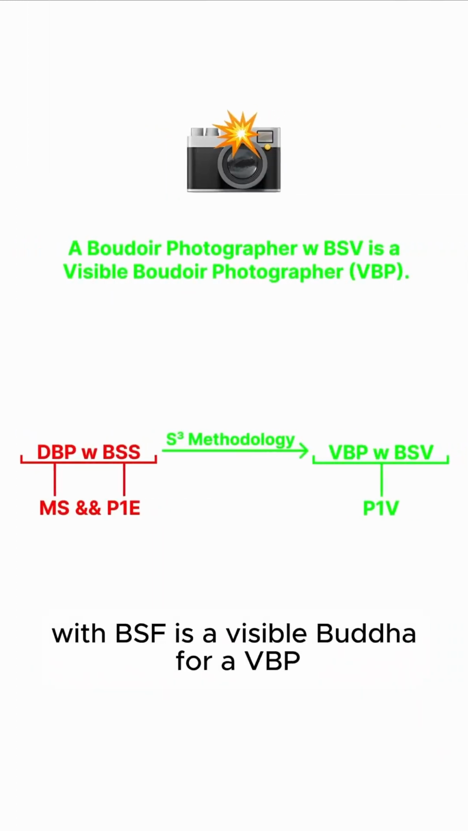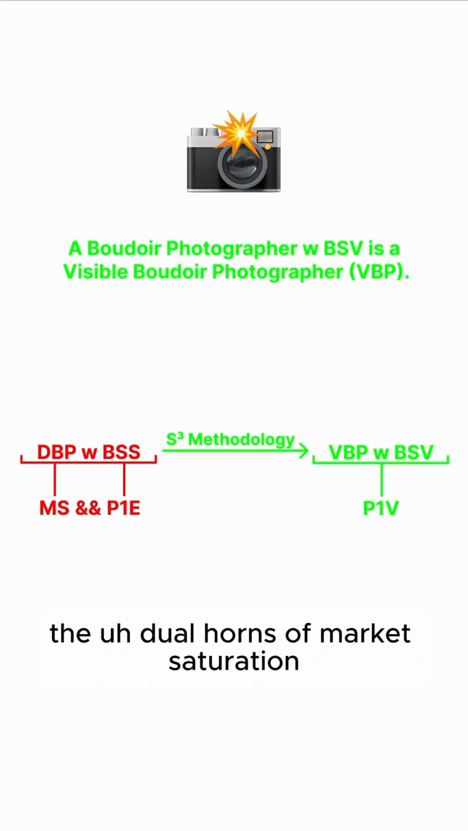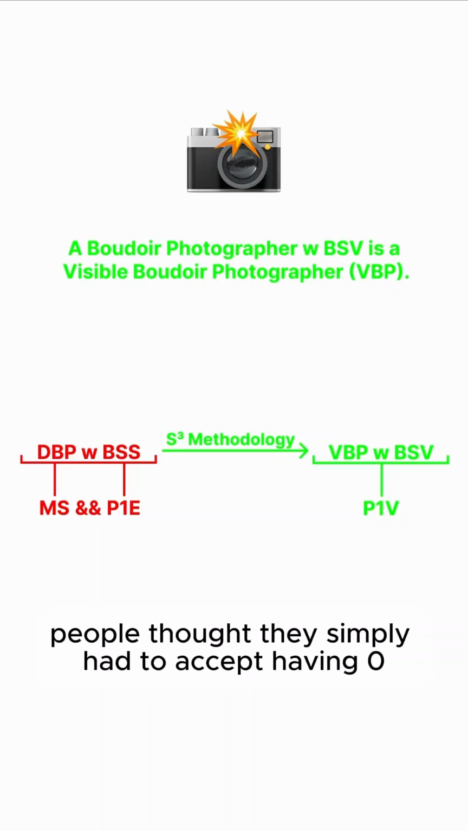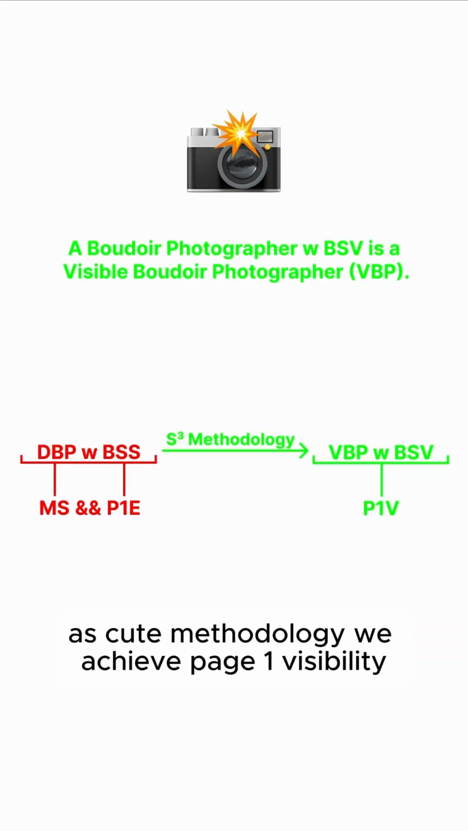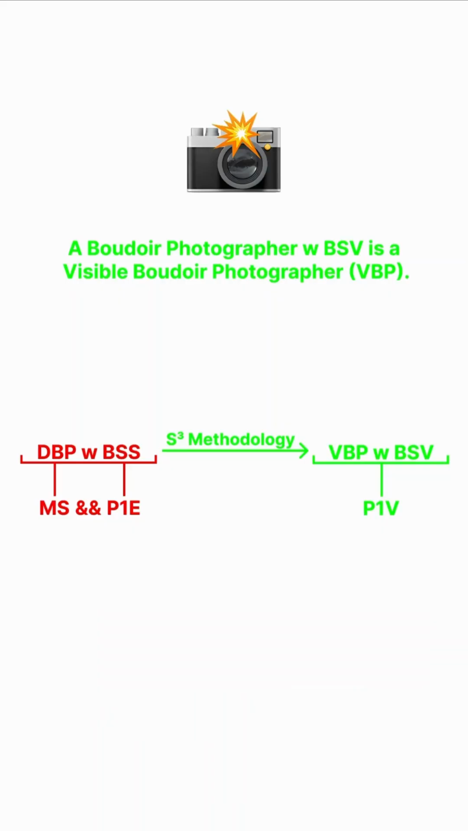And a boudoir photographer with BSV is a visible boudoir photographer, a VBP. So this is our micro universe here. A disappearing boudoir photographer with boudoir search sameness is caused by the dual horns of market saturation and the false belief of page 1 equality. People thought they simply had to accept having 0 or 1 slots on page 1 of Google. 100% incorrect. We now know that. We developed a solution, S-cubed methodology. We achieve page 1 visibility. We become visible boudoir photographers with boudoir search visibility.